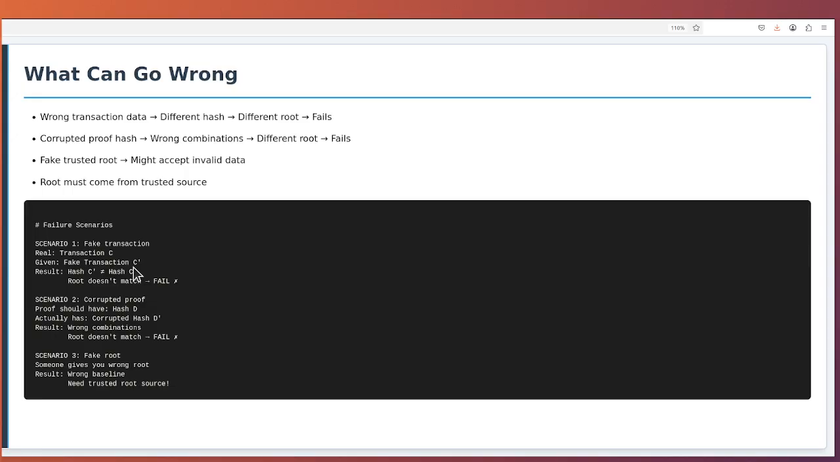If the trusted root itself is incorrect, for example, if someone provided you with a fake root, then you might accept invalid data. This is why the root needs to come from a trusted source. In blockchain, the roots are protected by proof of work and consensus. In other systems, they might be digitally signed. The point is, you need to trust the root, but once you do, the verification is cryptographically secure.